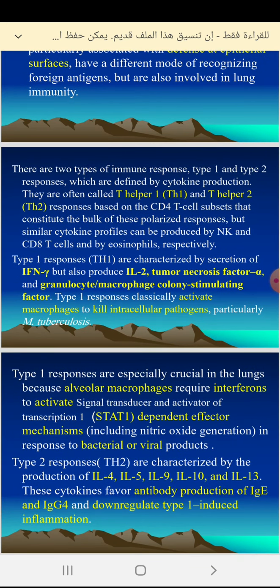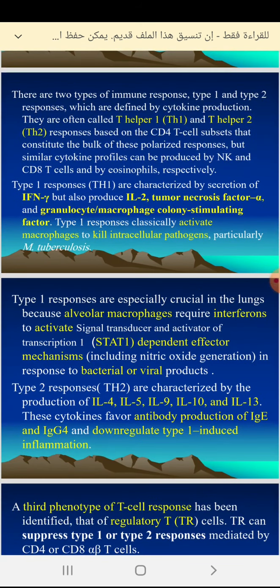In the lung, there are two types of immune response, either called type 1 or type 2 immune response, depend on cytokine productions. ممكن أيضاً أن يطلقون عليها ال T helper 1 response وال T helper 2 response، اللي هي ال T helper 1 وال T helper 2 هي classification of CD4 T cells subset. أيضاً ممكن أن يكون role لل CD8 cytotoxic T cells وال natural killer cells وال eosinophil.